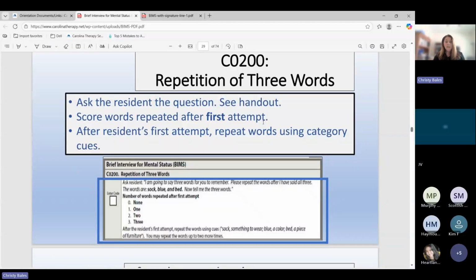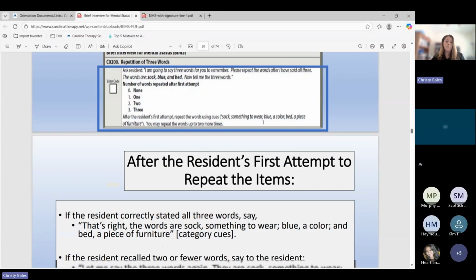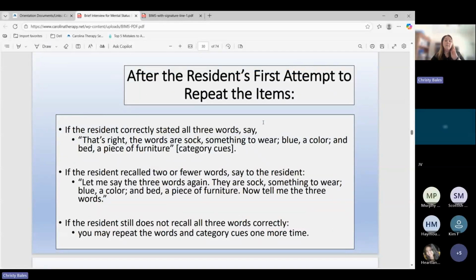After the resident's first attempt, you can repeat the word using category cues, but they will not count. After the resident's first attempt to repeat the items, if the resident correctly states all words, say, "That's right, the words are sock, something to wear, blue, a color, and bed, a piece of furniture." So we have to give the category cues. I have seen people who don't do this. This is part of the test.